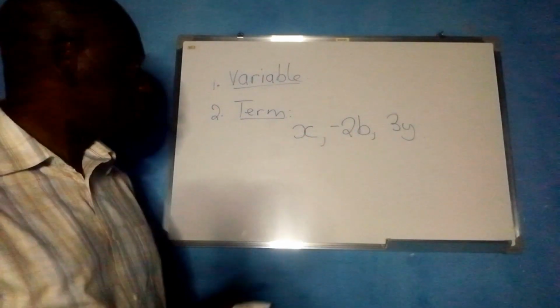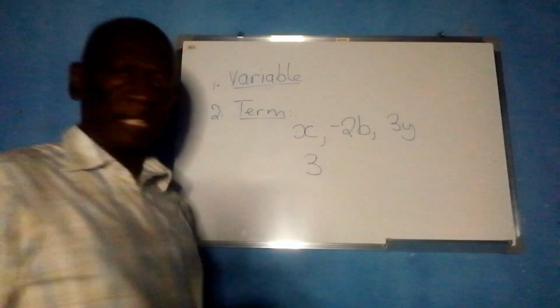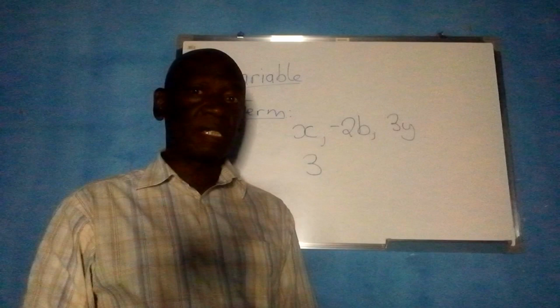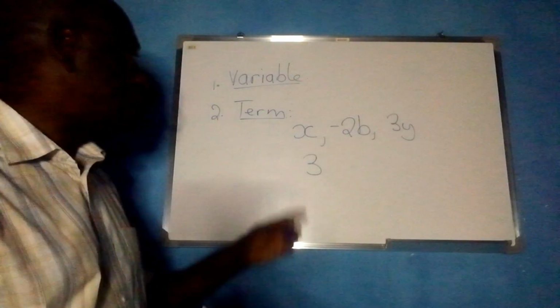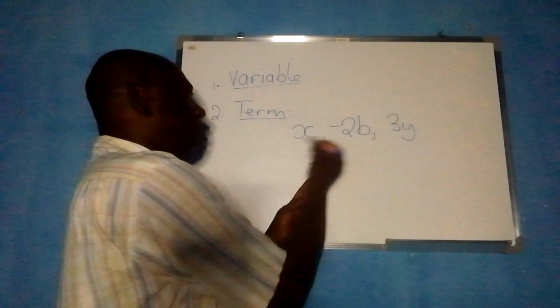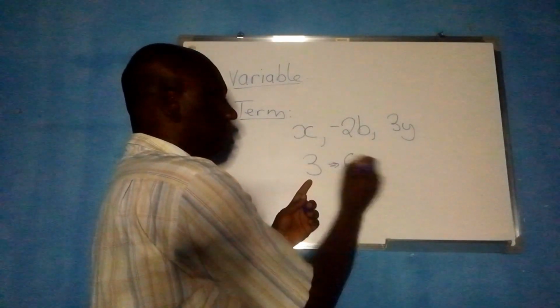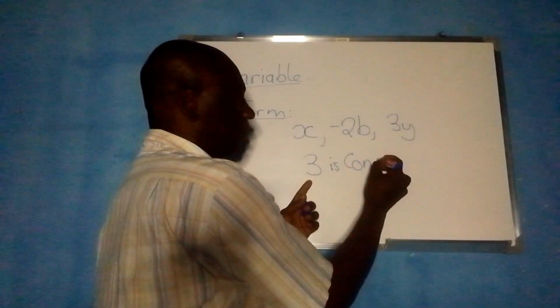But what if I just write the number 3 without any letter? Would that be a term? Yes, it might be a term, but it has a special name. And the special name is that this one, which has no variable, is called a constant. It is called a constant. 3 is a constant.